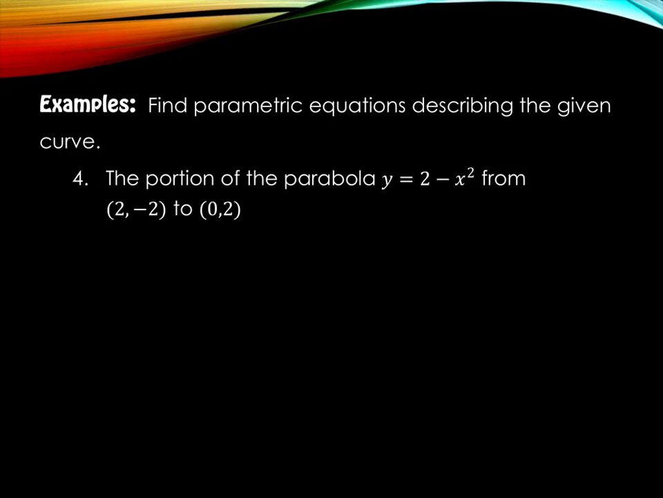So in some ways, this one's easier than the other one because it's got a little bit more information, but it's not a line. We don't get a line graph on this one. So it wants a portion of a parabola. The parabola is y equals 2 minus x squared. So we actually have an equation that we're trying to get to this time, but only the portion that goes from 2, -2 to 0, 2. Okay, that's the portion of the equation we want.